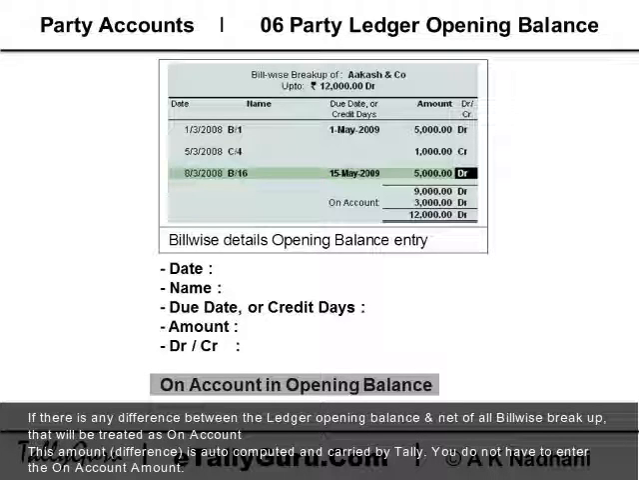On account in opening balance. If there is any difference between the ledger opening balance and net of all bills squared up, that would be treated as on account. The amount difference is auto computed and carried by Tally. You do not have to enter the on account amount.